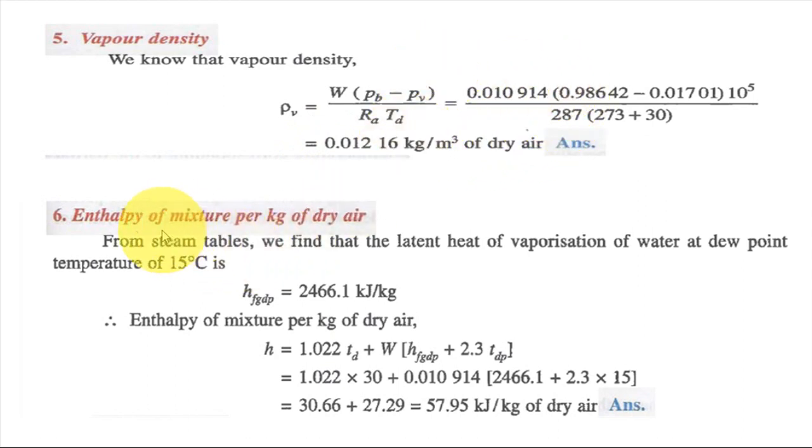Next is the enthalpy of mixture per kg of dry air. The enthalpy of mixture is equal to 1.022 Td plus W into (hfg at Tdp plus 2.3 Tdp). Here hfg at Tdp, the latent heat of vaporization of water at dew point temperature, equals 2466.1. So with 2466.1 and a dew point temperature of 15, I got the value of enthalpy equal to 57.95 kilojoule per kg of dry air.